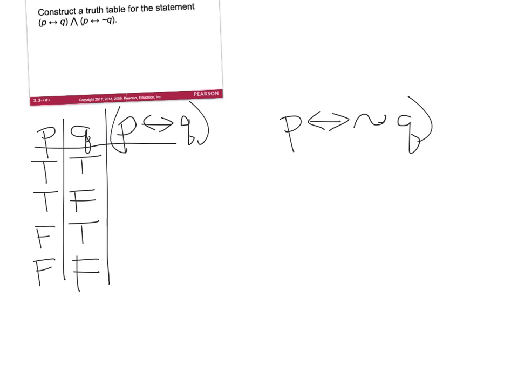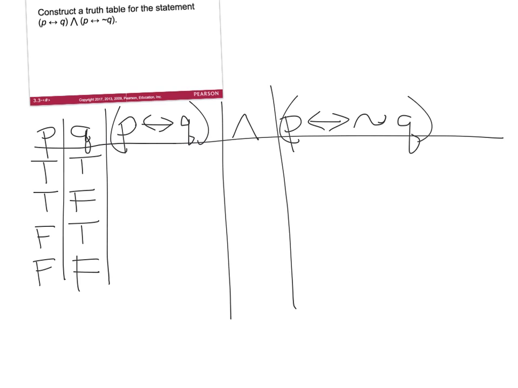Then we're going to have to come up with the right-hand side, P if and only if Q. Then we're going to have to come up with the left-hand side, P if and only if not Q. Then we'll come up with the conjunction. Okay, so let's figure out the left-hand side first. P if and only if Q.